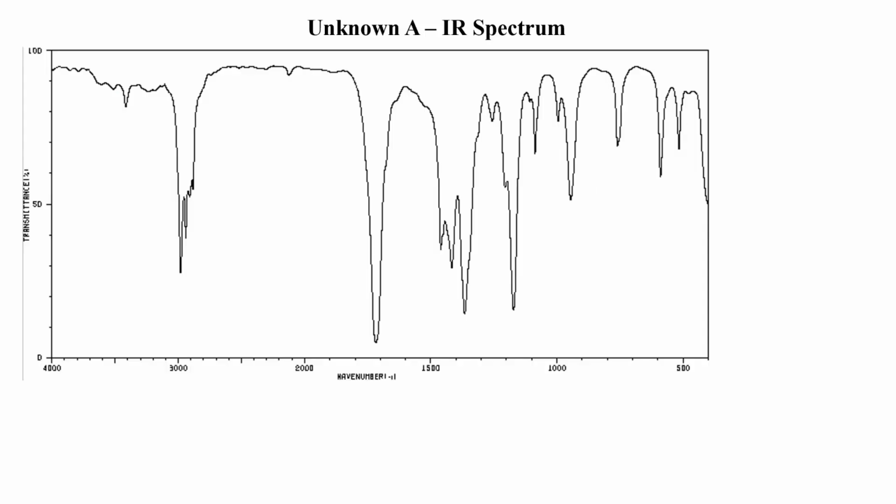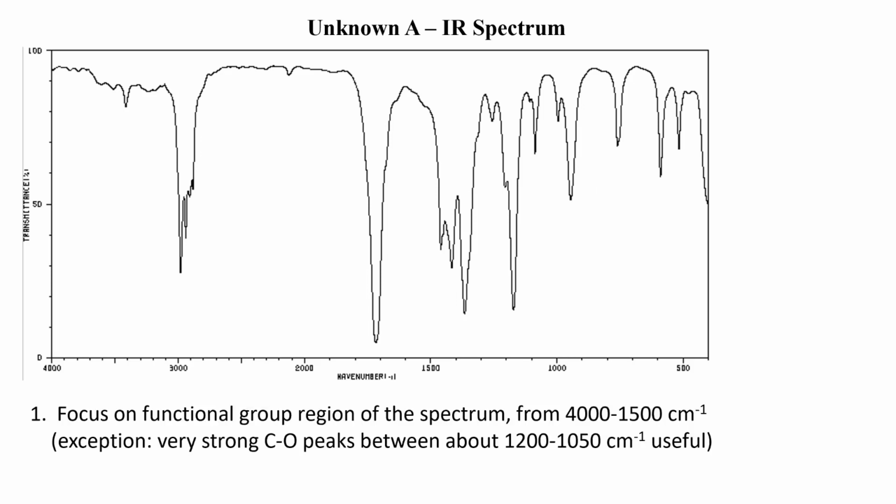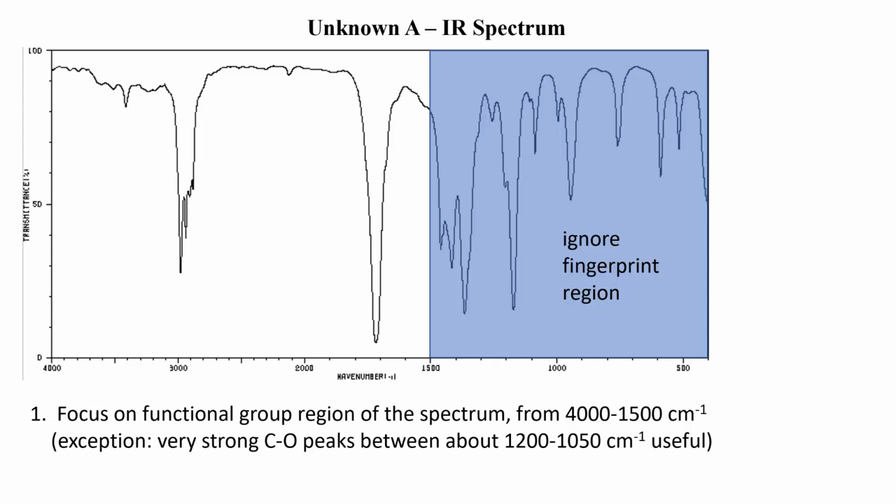Next, we'll go on and take a look at the IR spectrum and try to learn what kinds of functional groups are present in this molecule. Focus your attention on the functional group region of the spectrum, which runs from 4,000 wave numbers down to 1,500 wave numbers. The fingerprint region is below that, and usually the peaks in the fingerprint region are too difficult to interpret. The one exception is if you find a very strong peak in the fingerprint region between 1,200 and 1,050, that could be a CO peak. That might be useful. But for the most part, you want to just ignore the fingerprint region.